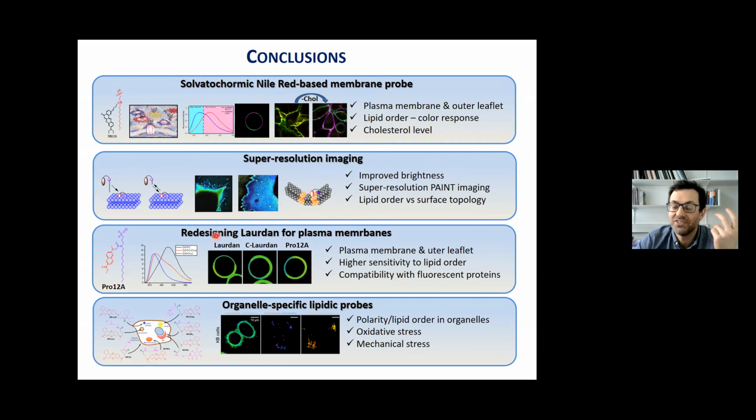Lorden-based design probe could be very interesting to do imaging of lipid order, especially with different fluorescent proteins, because it has a blue color compatible with green and red colors. And then the organelle-specific lipidic probes, based on Nile Red, now we can address properties of polarity and lipid order in each specific organelle, to follow lipid organization changes like oxidative stress changes, mechanical stress changes, etc.